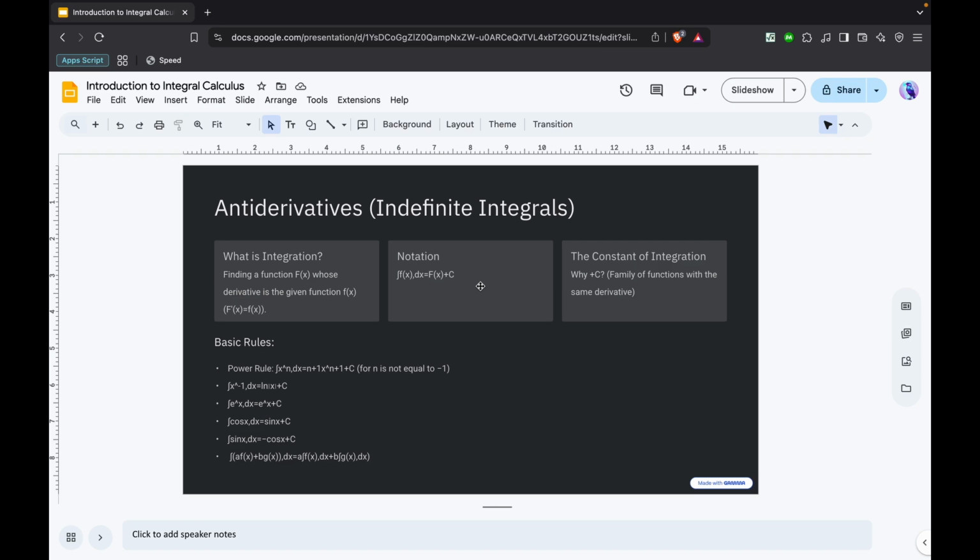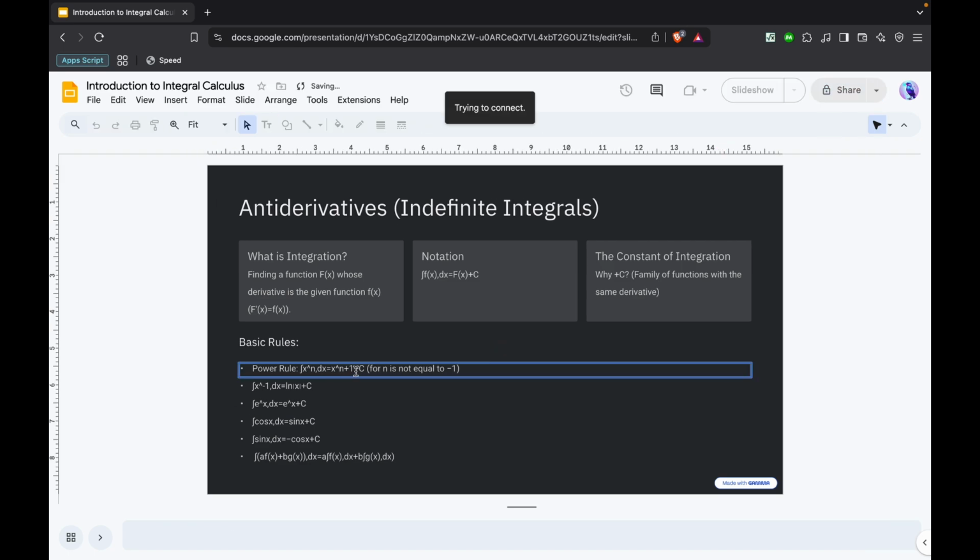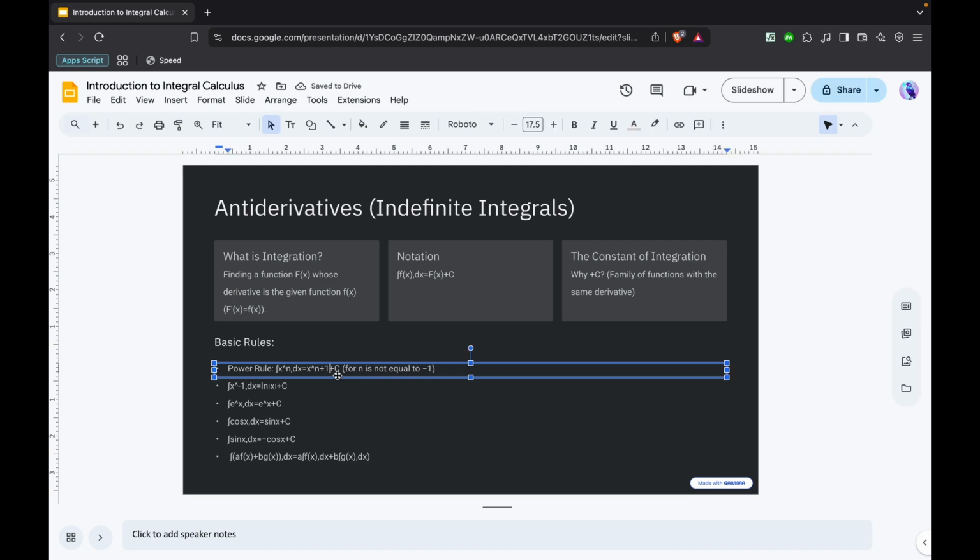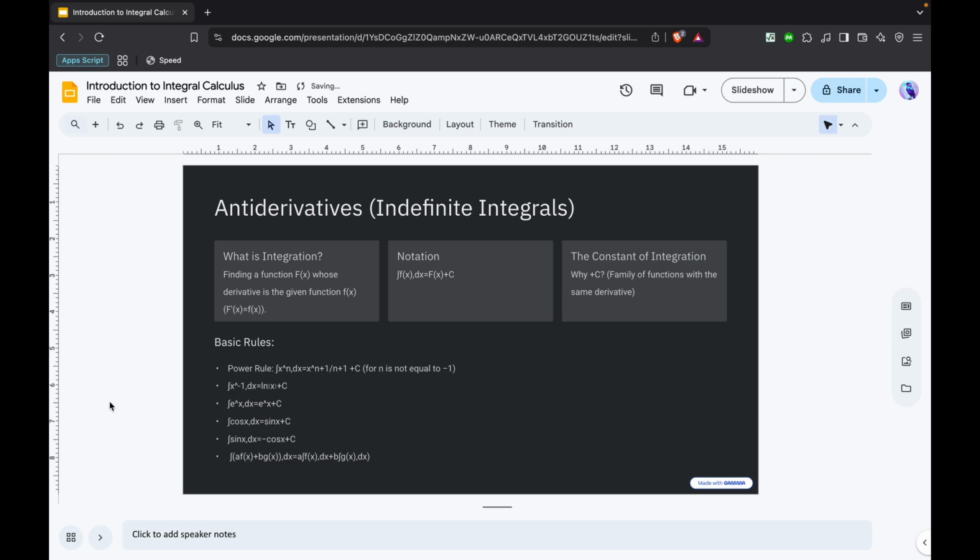So there are a few rules. First is the power rule, where if you're integrating x to the power of n dx, you get x to the n plus 1 divided by n plus 1, plus c, where n is not equal to negative 1. If it's equal to negative 1, then n plus 1 becomes 0, and using the power rule just results in something undefined. But that same integral of x to the negative 1 dx is actually the natural logarithm of x plus c, just not by the power rule.